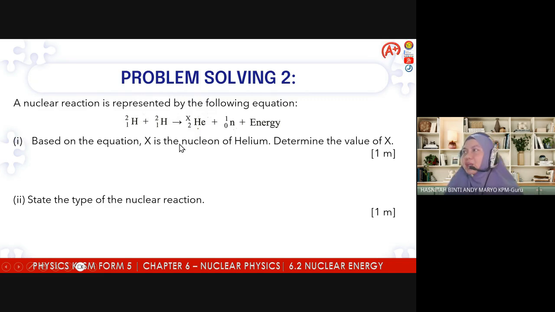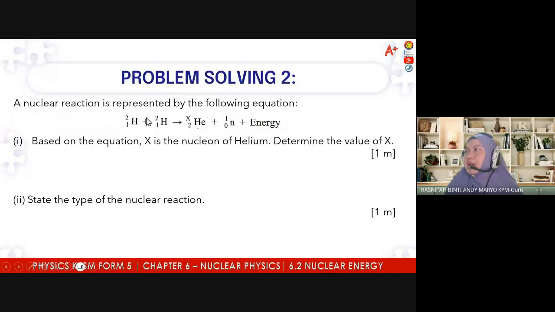X is the nuclear number of helium. Can you find what is the value of X according to this equation? Okay, what is the value of X?